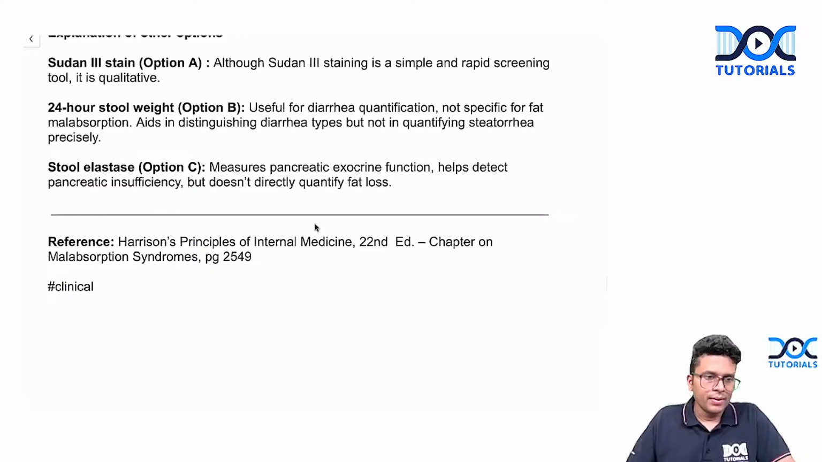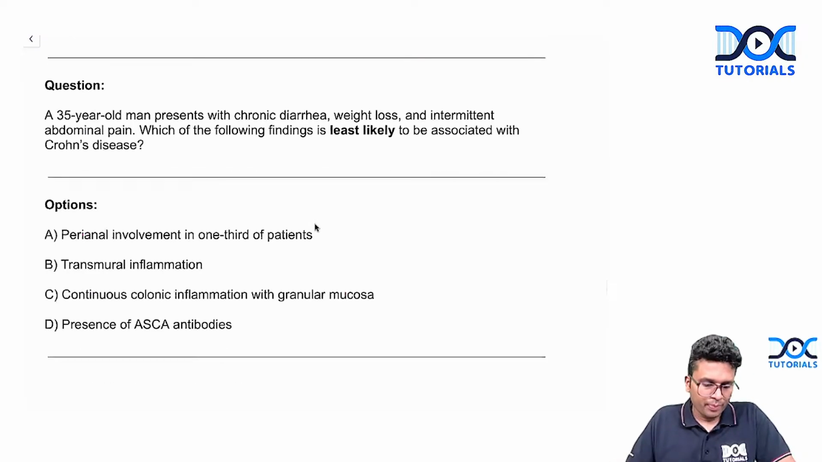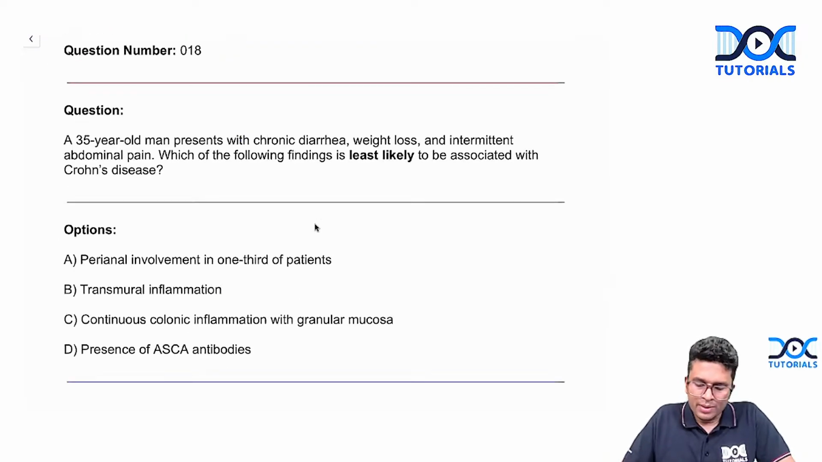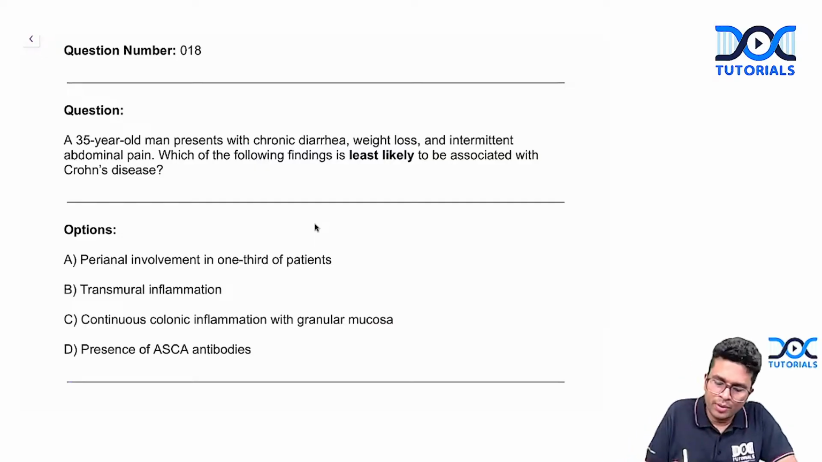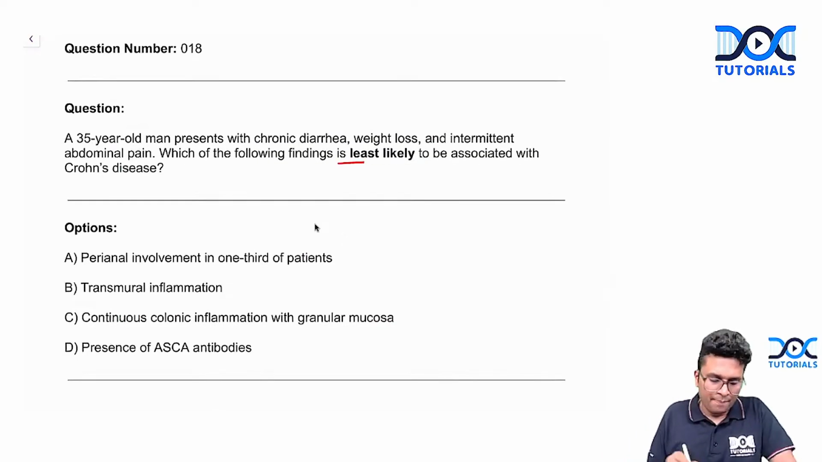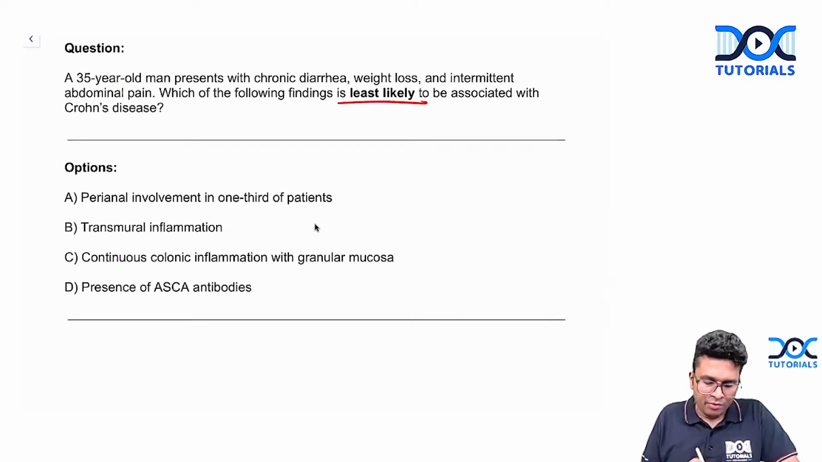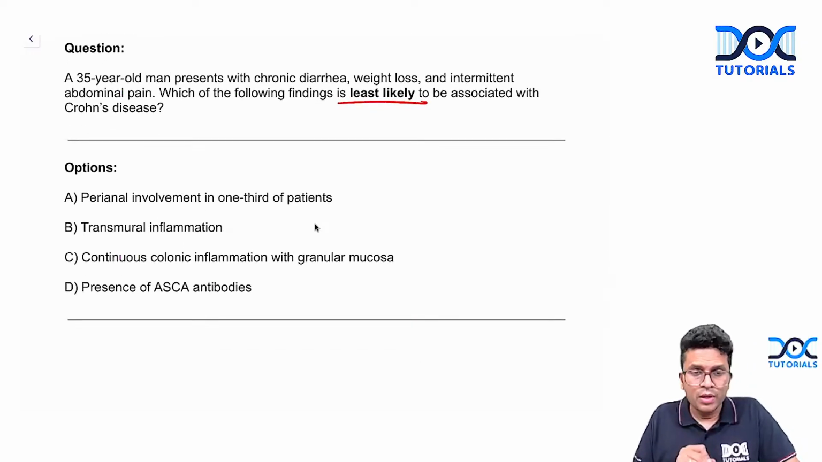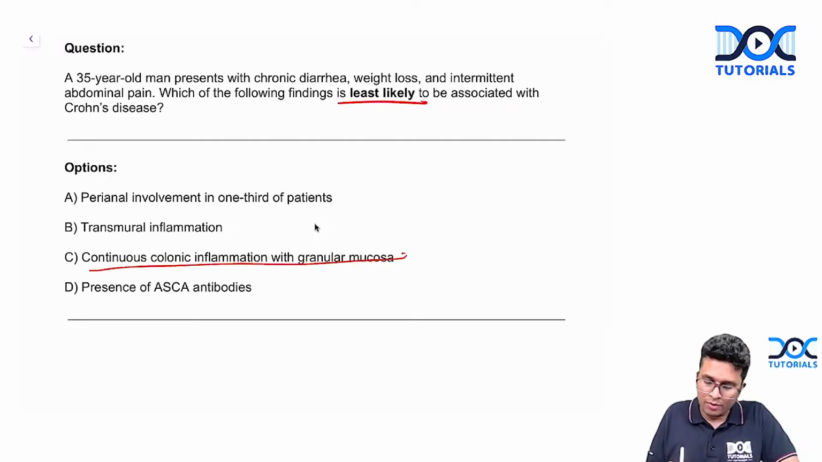Okay, guys. So next is question number 18. A 35-year-old male presents with chronic diarrhea, weight loss, and intermittent abdominal pain. Which among the following is least likely to be associated with Crohn's disease? Option A, perianal involvement in one third of patients. Transmural inflammation. Option C, continuous colonic inflammation with granular mucosa, is suggestive of ulcerative colitis. The word continuous doesn't go with Crohn's disease. Presence of ASCA antibodies is again suggestive of Crohn's.